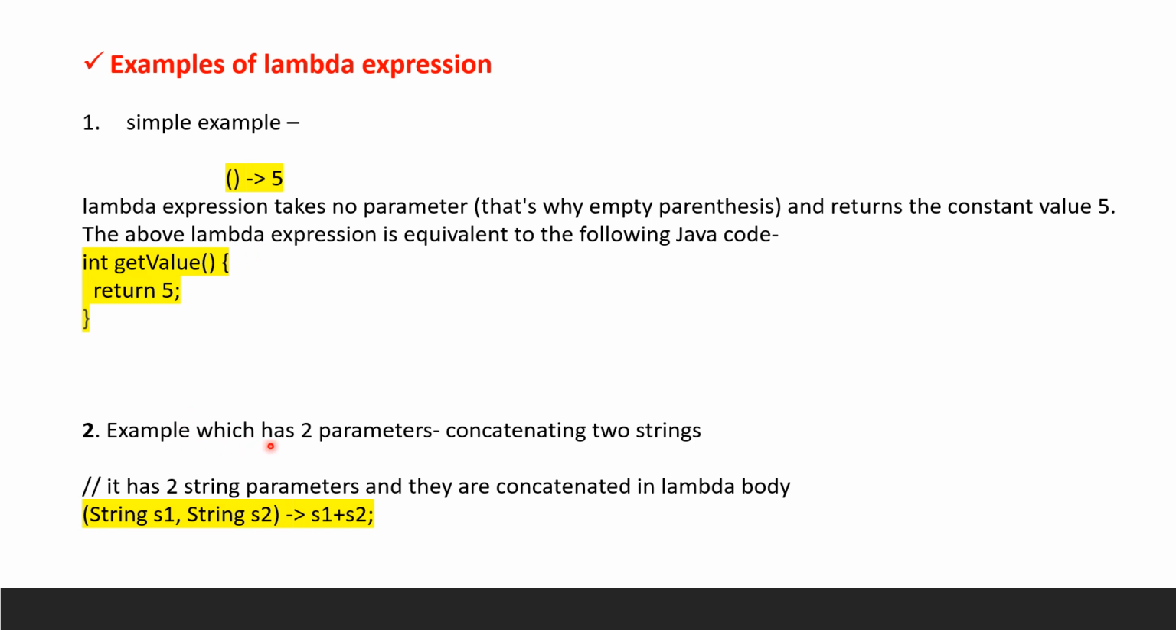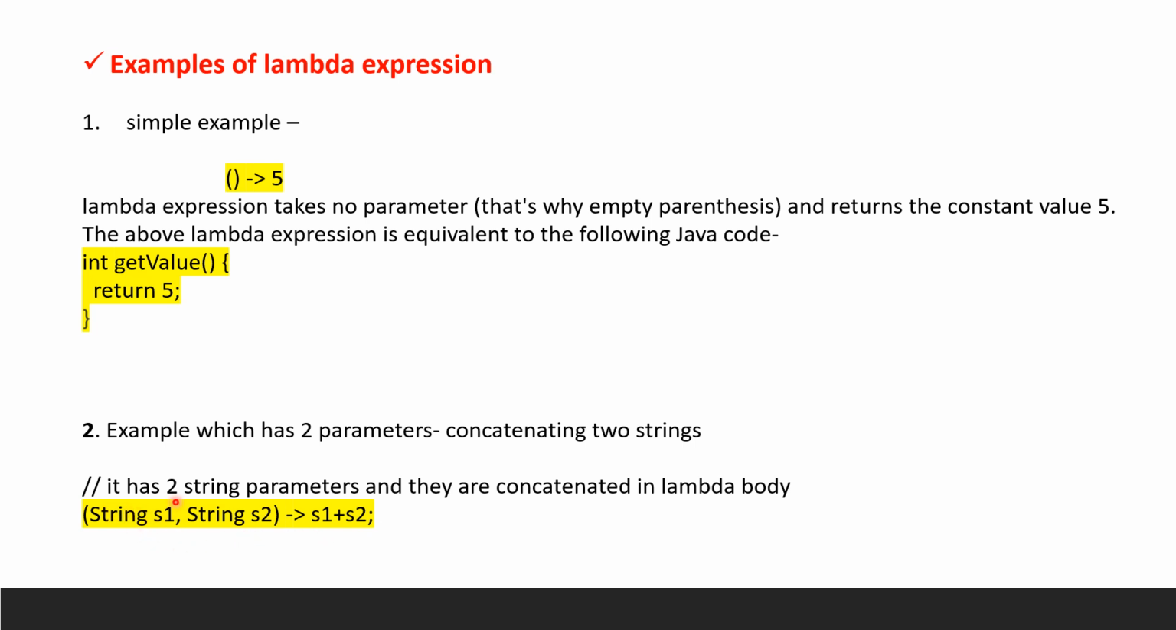And what if we have parameters now? For example, we have two parameters, like concatenation of two strings. It has two string parameters and they are concatenated in the lambda body. How will we write this in the lambda expression?